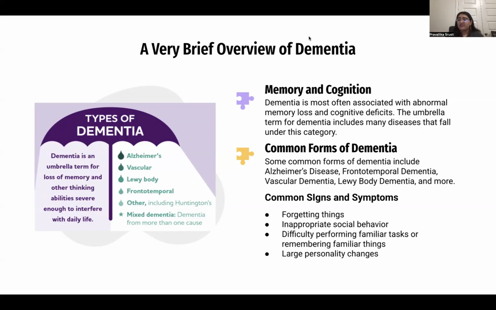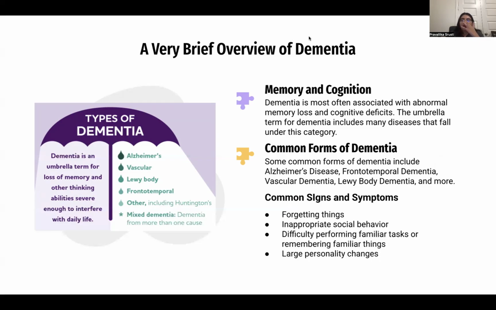So for example, some of the common ones you might know are Alzheimer's disease, frontotemporal dementia, vascular dementia, Lewy body dementia, and so many more, right? And there are a lot of common signs and symptoms like forgetting things, inappropriate social behavior, difficulty performing familiar tasks or remembering familiar things, like forgetting a path to school or something that you've known forever, or very large personality changes. And something you'll notice is that a lot of these symptoms are very broad, right? They're very broad neurological symptoms.